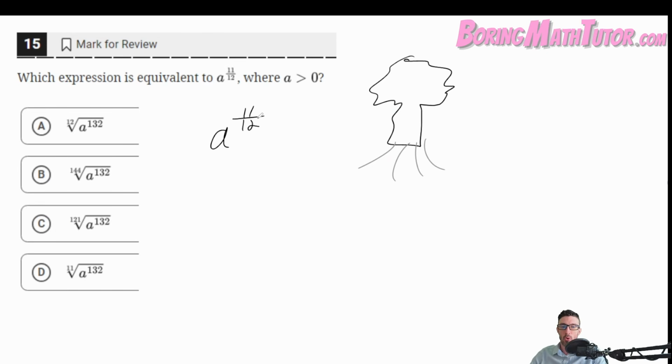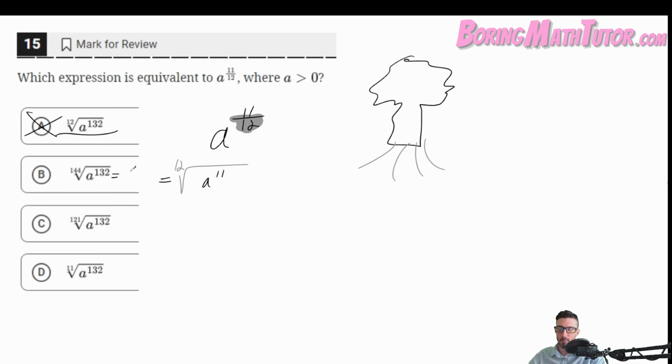First thing you got to know is that just like a tree has its roots at the bottom, of a fraction exponent can become your root. So we're going to make this equal to the 12th root of a to the 11. Now I'm seeing the 12th root of a to the 132. That's clearly not going to be the answer.